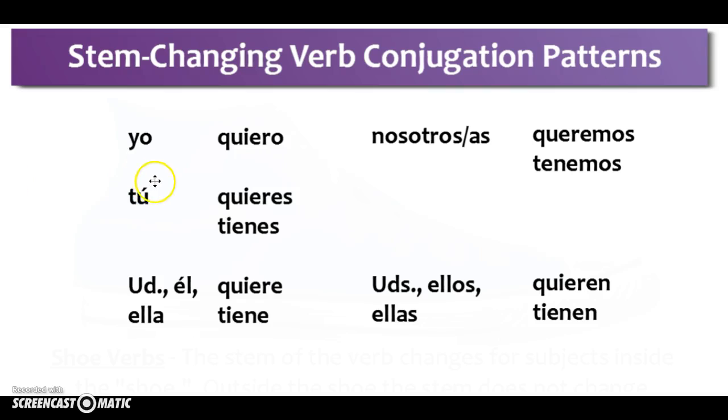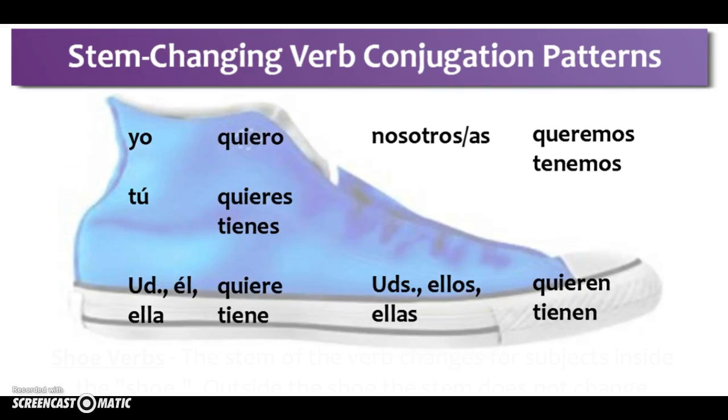That's because when we look at the outline of a shoe, the conjugations that fall inside the outline of that shoe, yo, tú, usted, él, and ella, ustedes, ellos, and ellas, everything that falls inside the outline of the shoe, you change the stem. That which falls outside of the shoe, nosotros and nosotras, or if we were also doing vosotros and vosotras, those fall outside the outline of the shoe and we do not change that stem.